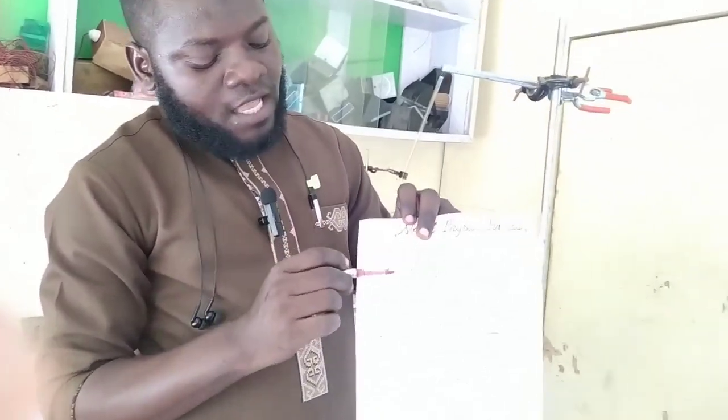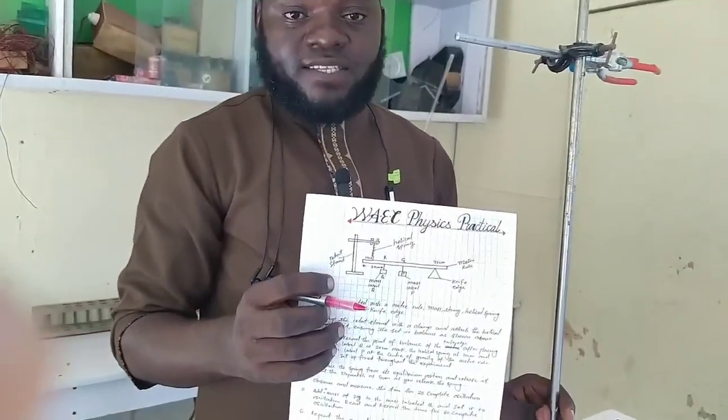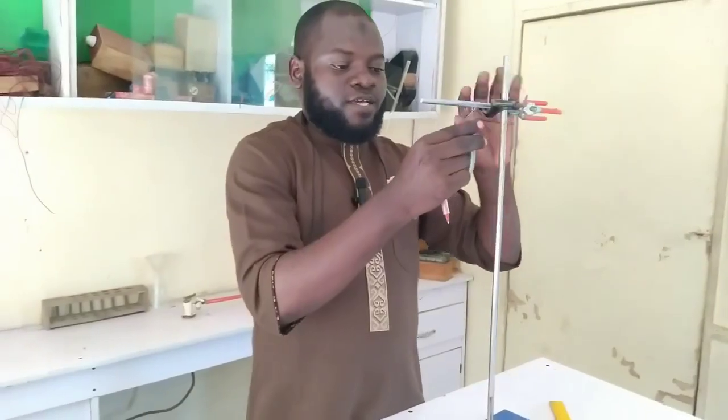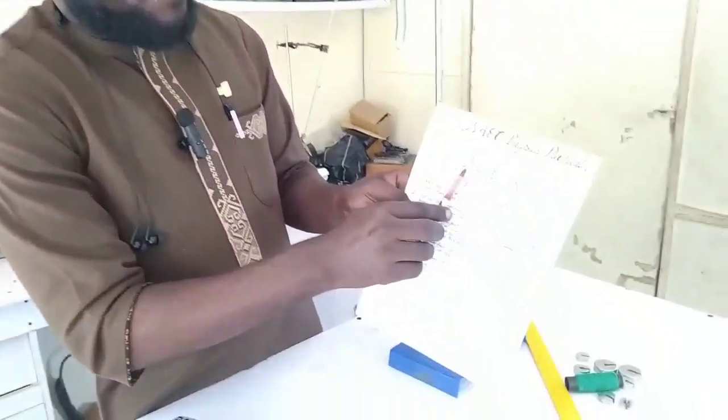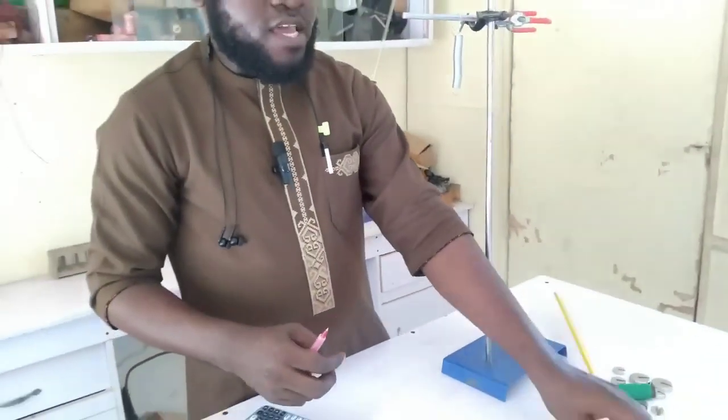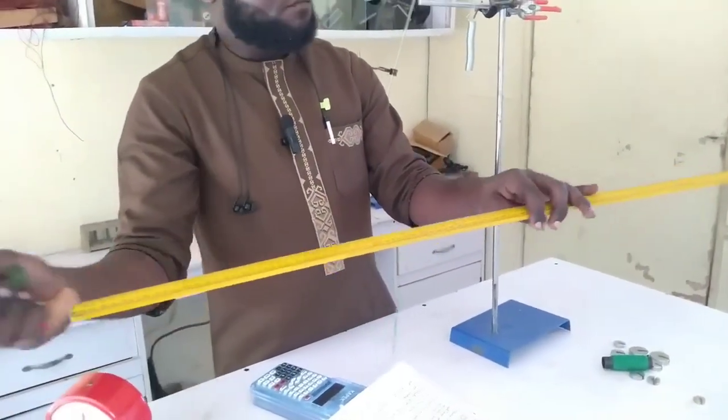When you look at this now, we have a retort stand. This is a retort stand. Then we have a spring, that is the helical spring. Can you see? I have it there now. So what's the next thing I have in my diagram? I have my meter rule. So here is my meter rule.